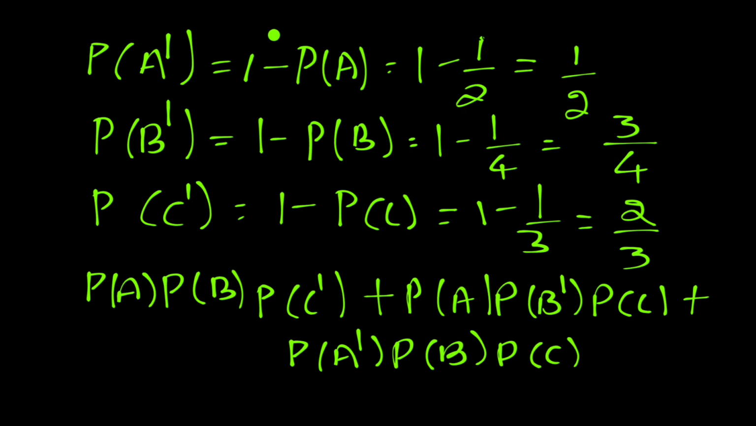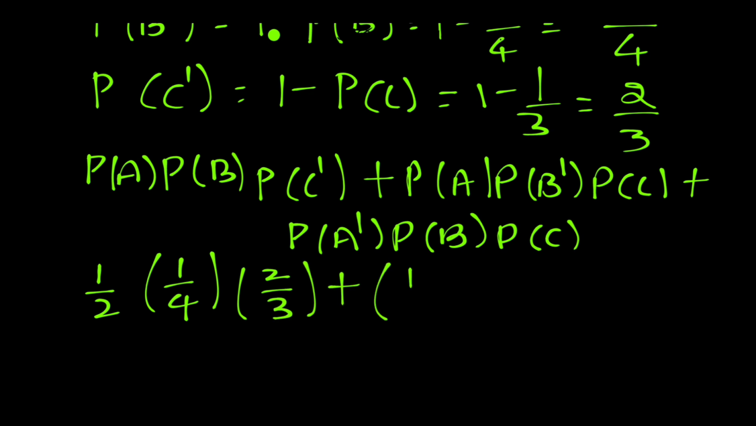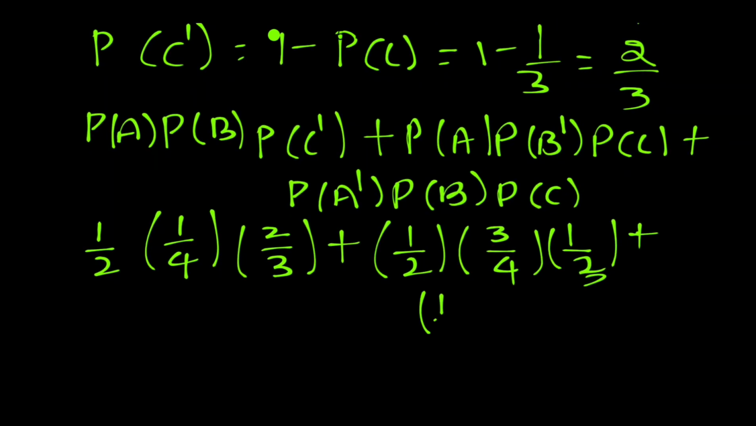So now substitute all values here. P of A is 1 by 2, P of B is 1 by 4, P of C dash is 2 by 3. P of A 1 by 2, P of B dash 3 by 4, next P of C is 1 by 3, plus P of A dash value is 1 by 2, P of B value is 1 by 4, P of C value is 1 by 3.